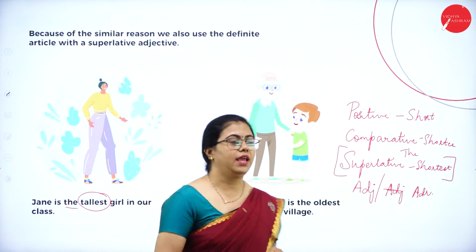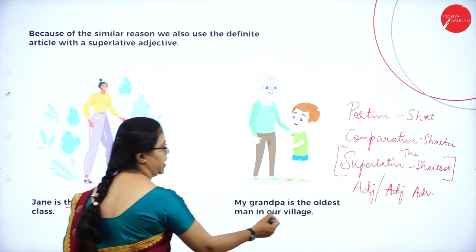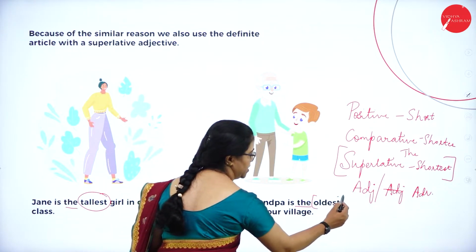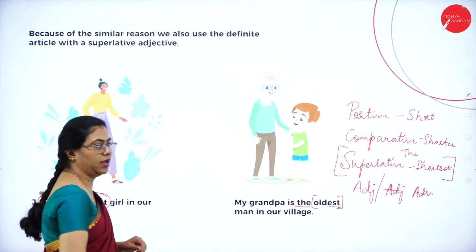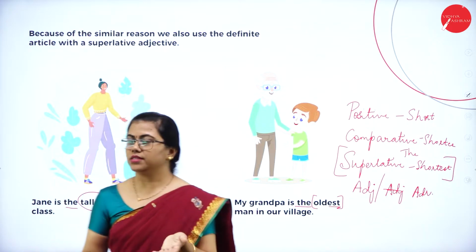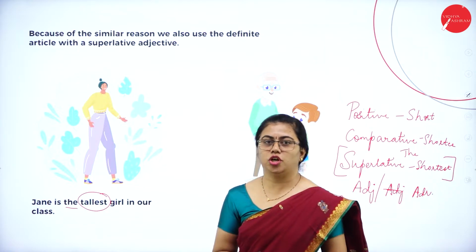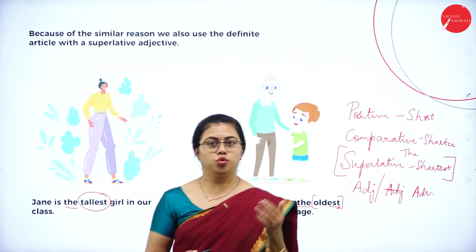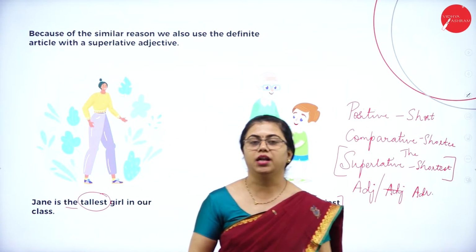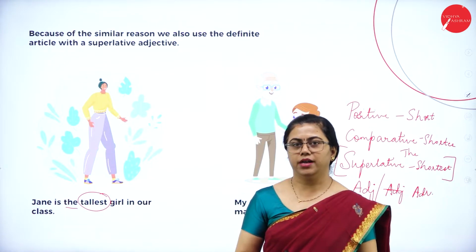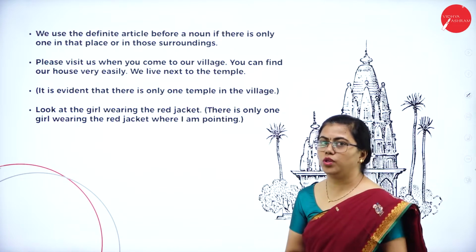Similarly, another example: my grandpa is the oldest. It is the superlative degree: old, older, oldest. Similarly, tall, taller, tallest. This way you use 'the', the definite article, for superlative degrees. So next, where else do we use it?